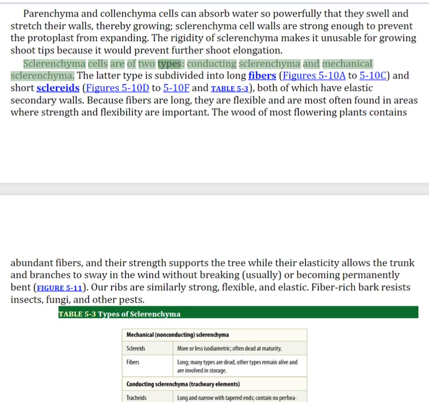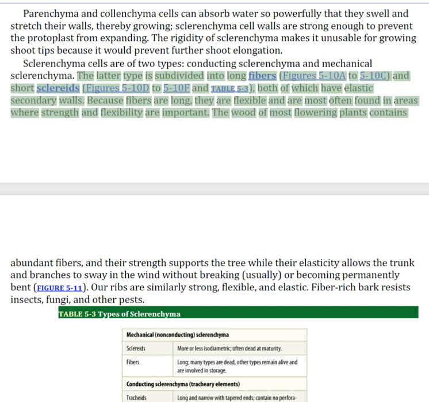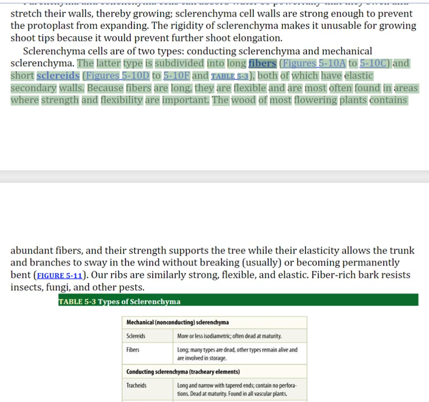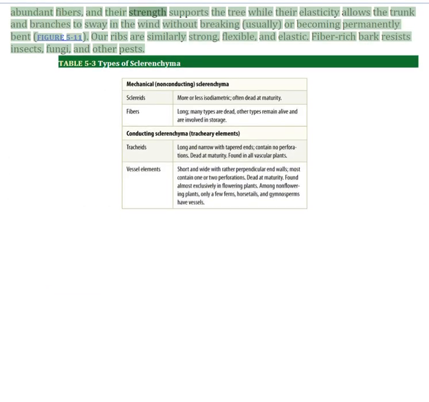Sclerenchyma cells are of two types, conducting sclerenchyma and mechanical sclerenchyma. The latter type is subdivided into long fibers and short sclereids, both of which have elastic secondary walls. Because fibers are long, they are flexible and are most often found in areas where strength and flexibility are important. The wood of most flowering plants contains abundant fibers, and their strength supports the tree while their elasticity allows the trunk and branches to sway in the wind without breaking or becoming permanently bent.